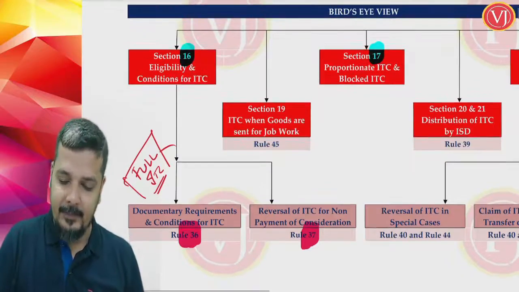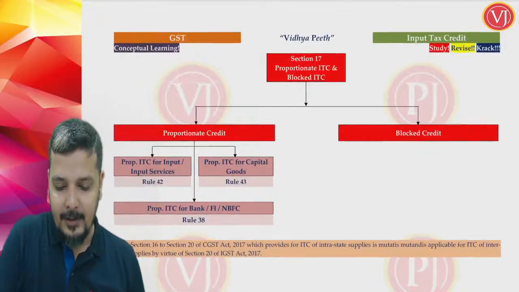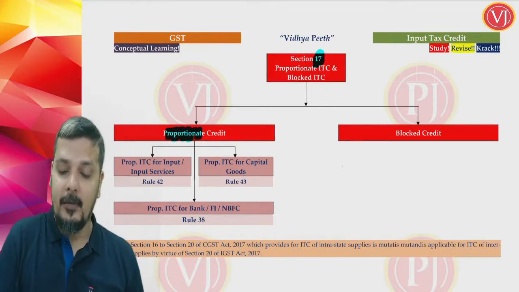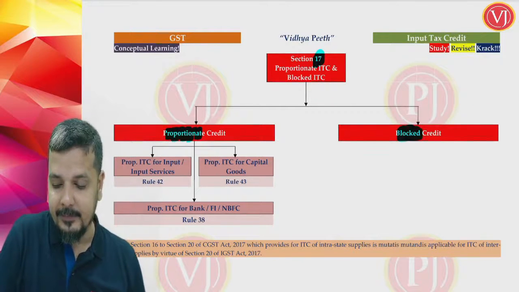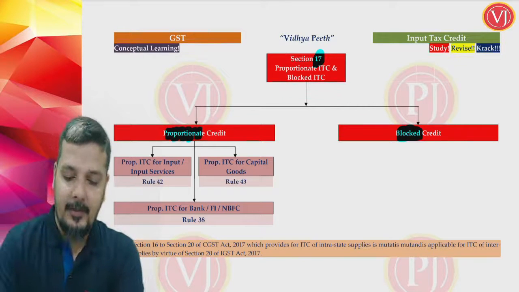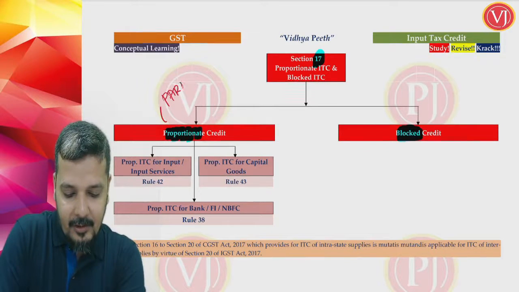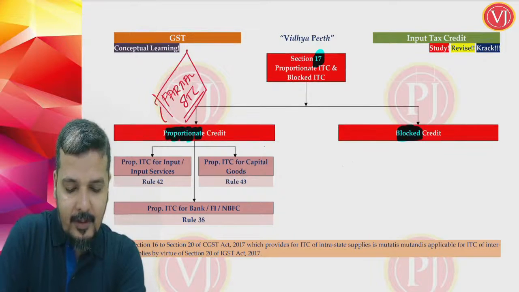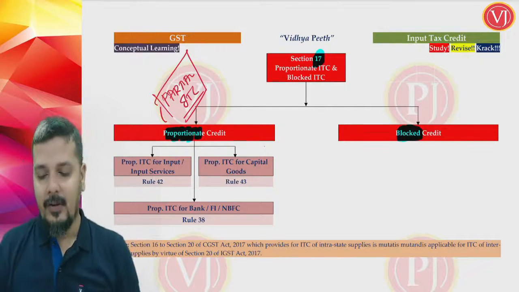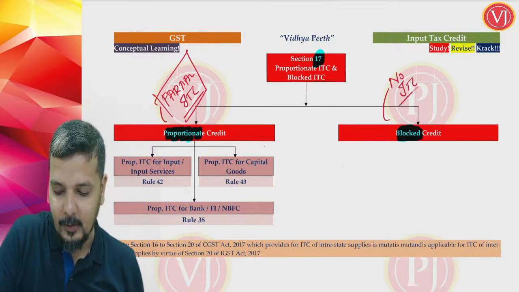Section 17 is given in detail on the next page, where we have bifurcated section 17 into two. One is proportionate ITC, the other is blocked ITC. Now please understand that 17 is split into two parts. If I want to make things simpler, I can call it partial ITC, section 17 subsection 1 to section 17 subsection 4, and blocked ITC, where you cannot take any ITC, no ITC.